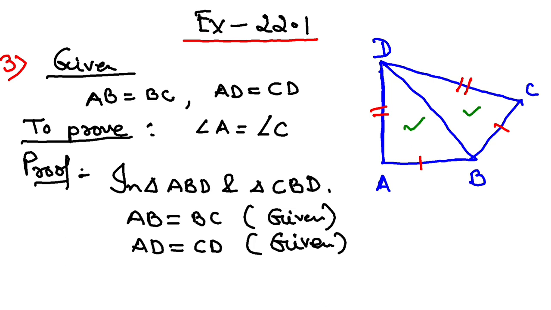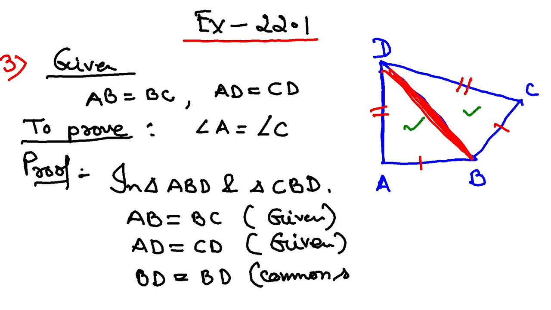Now these two are already given. Now observe this line BD. This line is common to both the triangles ABD and CBD. BD is in ABD, BD is in CBD. So I can write BD is equal to BD, and the reason is common side. So we have AB equal to BC given, AD equal to CD given, BD is the common side. So these two triangles will be congruent. Triangle ABD is congruent to triangle CBD.